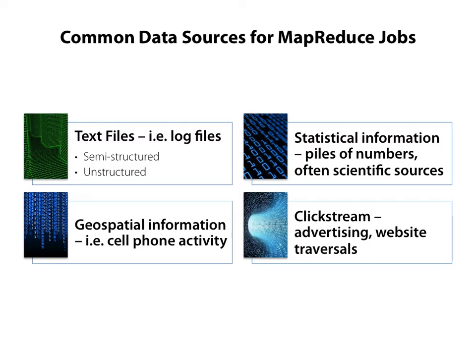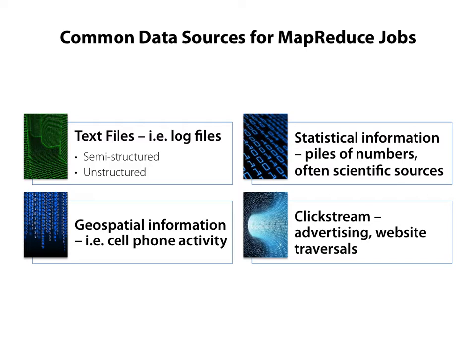Geospatial information as part of behavioral or activity files coming from some of the big telcos. Statistical information, often used in scientific analysis. So I call it piles of numbers, where you're not only producing statistical information or statistical output, but you're cross-referencing from other surveys and sources. So doing a massive aggregation of bundles of statistical output. Of course, the one that most people think of is clickstream, which is advertising and website traversals because of where MapReduce came from. Obviously, Google indexing the web and providing information about the content available on the web.